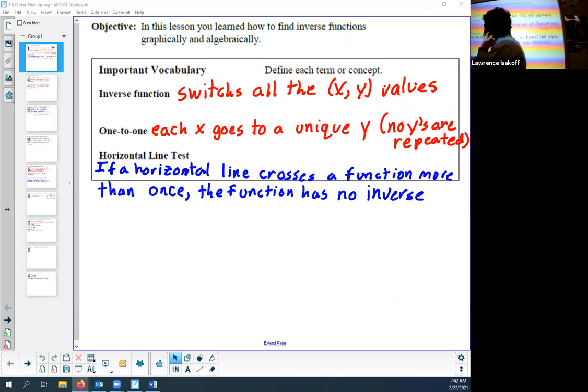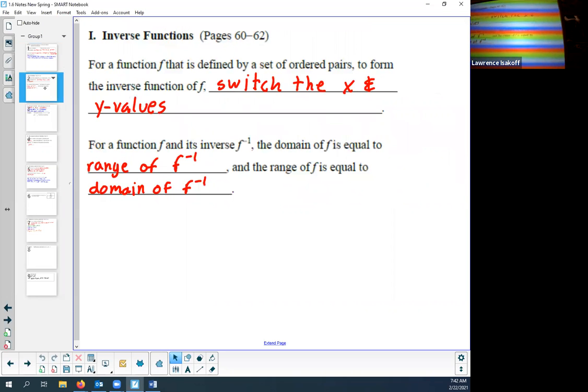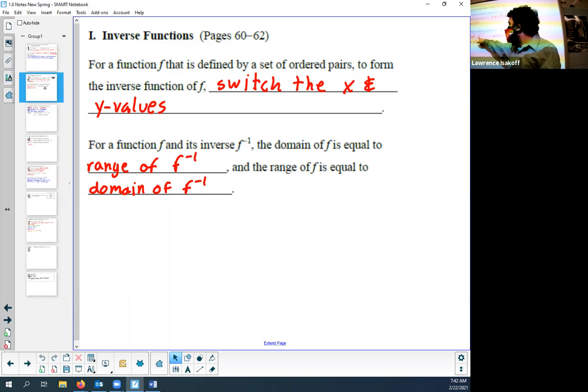And let's take a look at how this works. A function f is defined by the set of ordered pairs. To form the inverse function of f, all we have to do is switch the x and y values. So like I said, it's just about switching them around. We will use this f to the -1 to represent inverse.